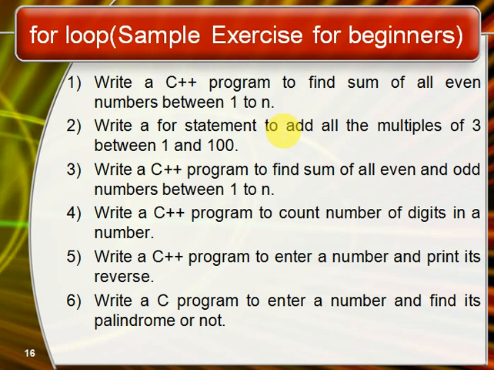Then the fourth one is write a C++ program to count the number of digits in any user defined number. The fifth one is write a C++ program to enter a number and then print the reverse of that number. The sixth one is write a C program to enter a number and then find whether the number is a palindrome or not. Remember that if the given number and its reverse are the same, then it's called a palindrome.